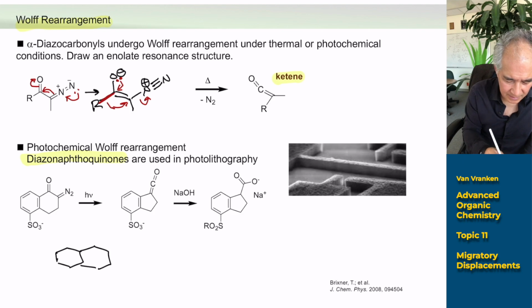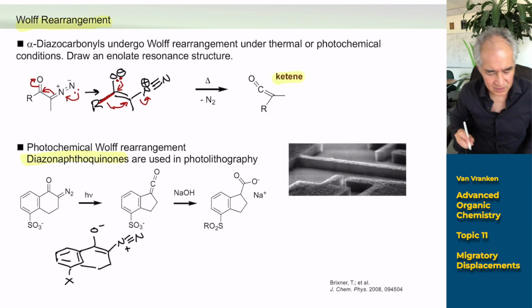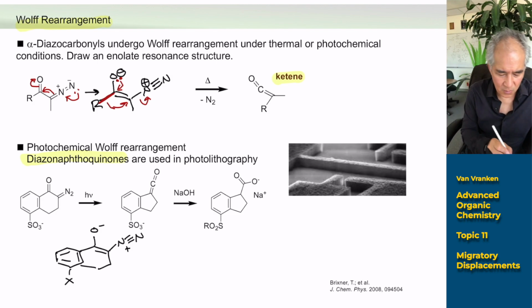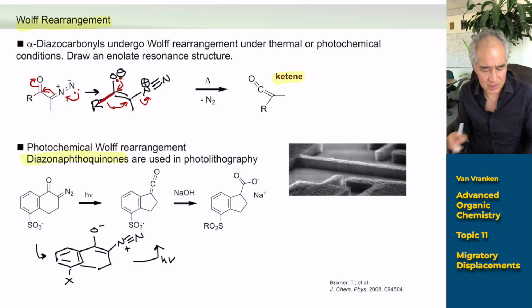Let me go ahead and draw that preferred resonance structure for the Wolff rearrangement, where I can see that nitrogen gas as a potential leaving group here. There we go. I'll just put X here for that sulfonate anion. When you shine light on this species, it can drive that Wolff rearrangement, the same way that heating would drive it.